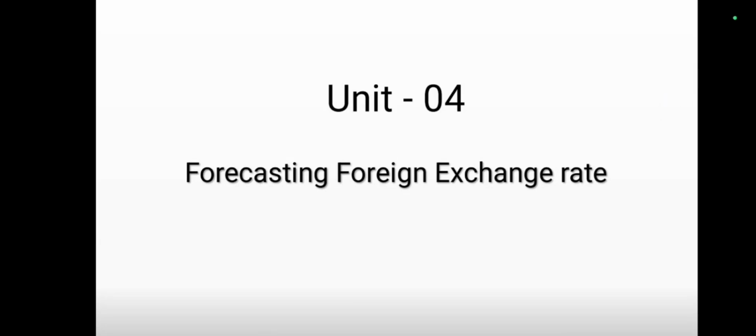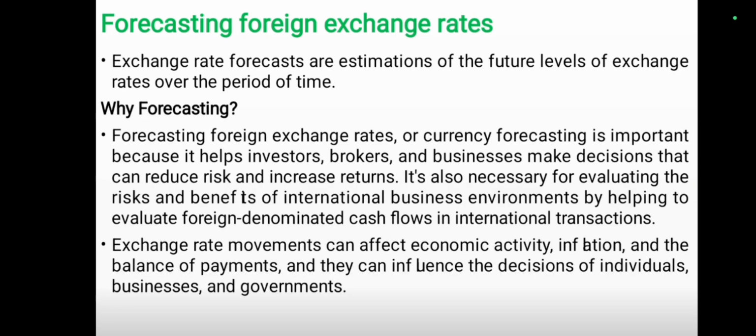So good afternoon. Today we'll be discussing unit 4, that is forecasting foreign exchange rate. So till now we discussed what is foreign exchange rate, what is the structure, who are the participants, the triangular arbitrage, cross exchange rate, and we dealt with all other things. So today we'll be dealing with forecasting foreign exchange rate.